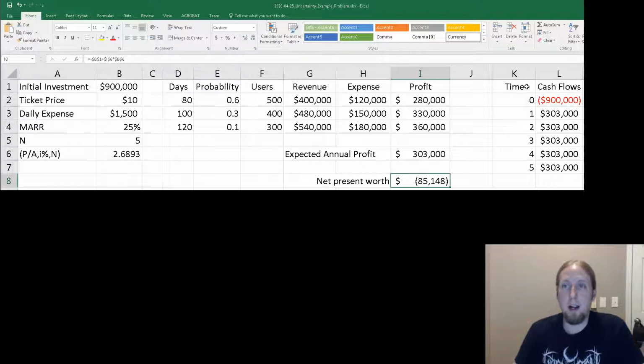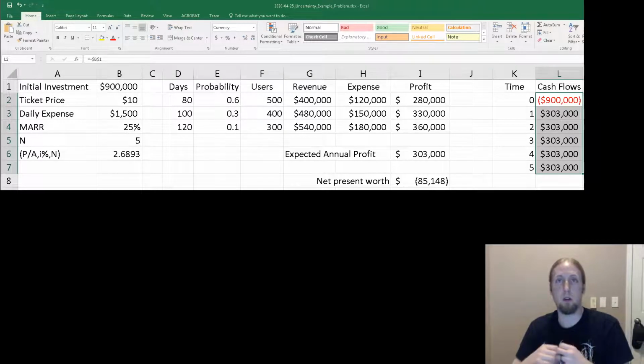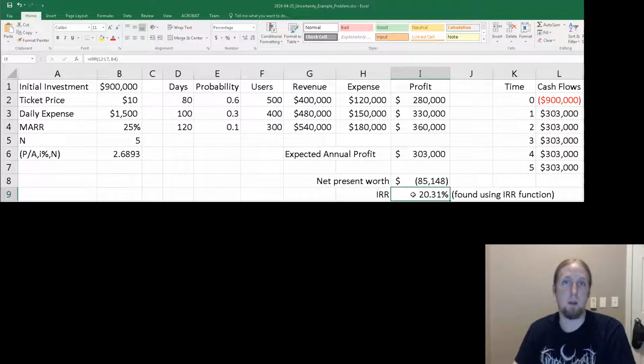Alternatively, now that I have a column with all of my cash flows in it, I can use the IRR function in order to calculate what the rate of return actually is on an annual basis, and I get 20.31%. That's less than the 25% that the owners demand. So again, using another decision rule, we get the same answer.